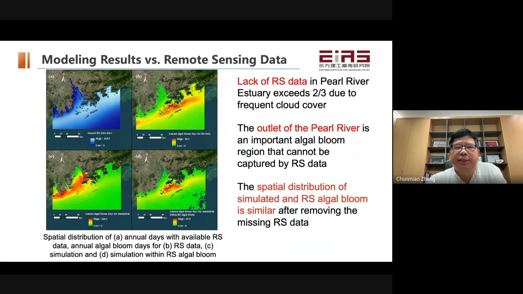We just utilize whatever is available. Our team downloaded all of the remote sensing data available. It also depends on the different region. For the Greater Bay Area of Guangdong, Hong Kong, and Macau, there are a lot of cloudy days. Actually, two-thirds of a year is cloudy days.